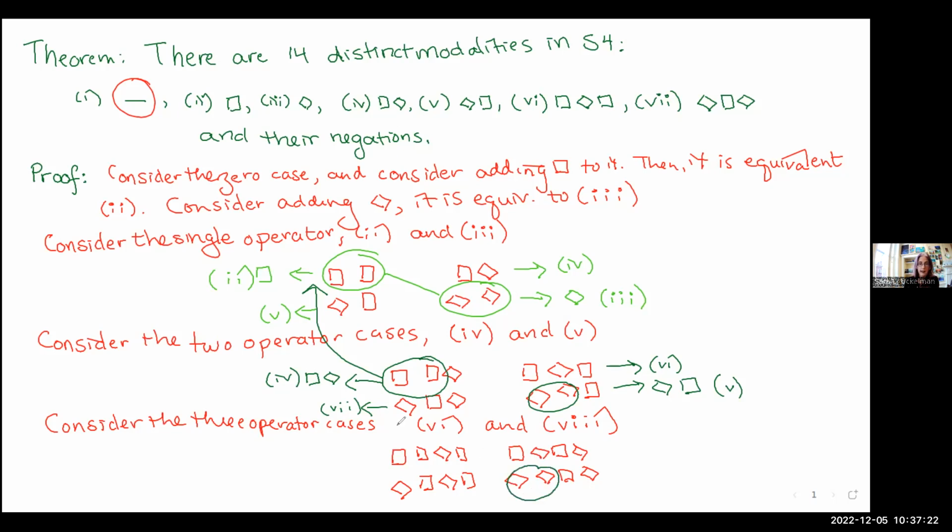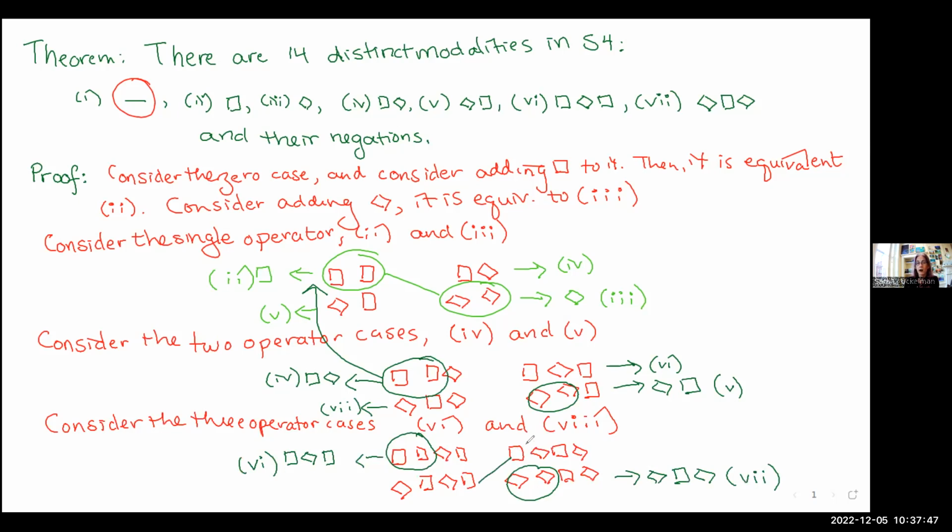Now, in this case and this case, we already know what's going to happen. This gets reduced down to 1 box, and then is going to be equivalent to number 6 in this case. This gets reduced down to 1 diamond and becomes equivalent to number 7. But now we've got these: diamond, box, box, and box, diamond, box, diamond.